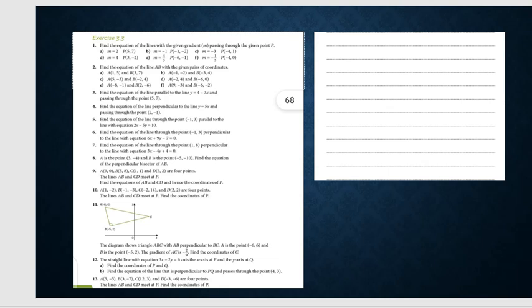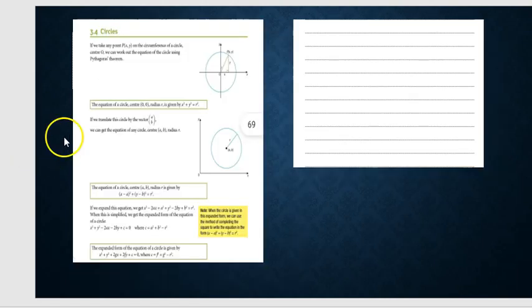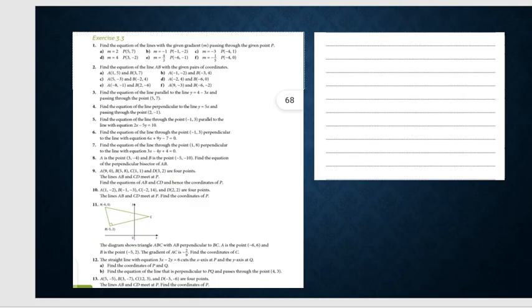So this is exercise 3.3. Try to solve this exercise and check with your answers. I want to believe you are able to solve these questions, especially questions 10, 11, and 12. I want all of you in class to solve those questions and submit the answers in the workbook. I shall be marking that in our next class as we continue with circles.